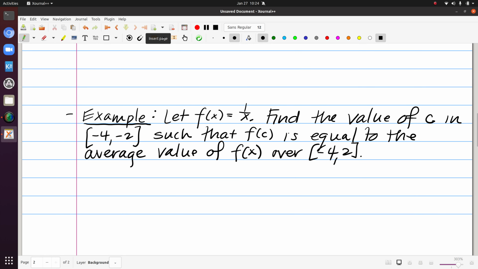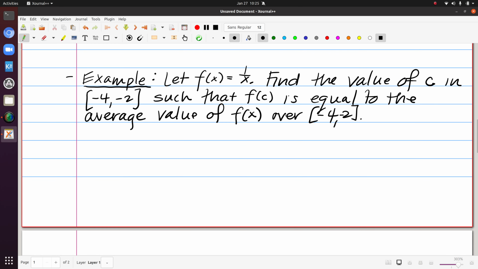So we're going to have the function 1 over x, and we have the interval from -4 to -2. We want to find the value c within that interval such that the function f of c is equal to the average value of the function f of x over that interval from -4 to -2. So again, let's think about our average value formula. We're going to take 1 over the length of the interval, which is -2 minus -4, which is 2, and we're going to integrate from -4 to -2 the function 1 over x.